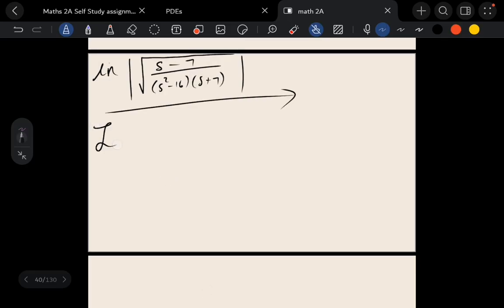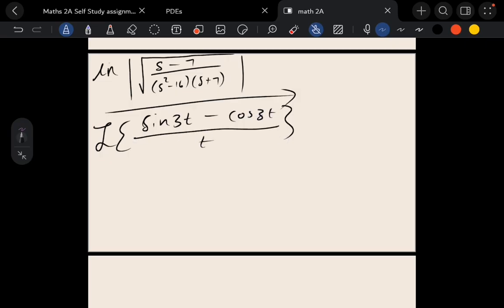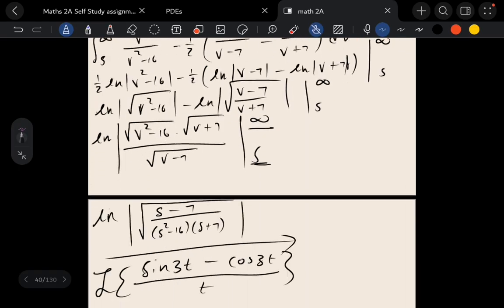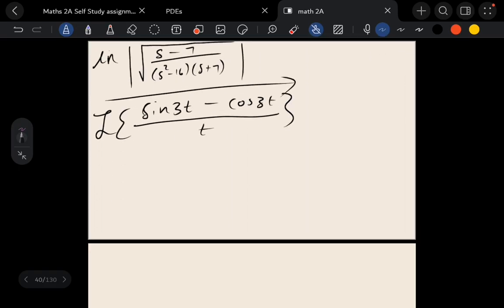So again, the Laplace transform of sine 3t minus cos 3t divided by t. In a major test, you can only be given the Laplace transform of sine 3t over t. Here, I'm doing everything. The reason I'm doing everything is because I want you to understand what is going on here.